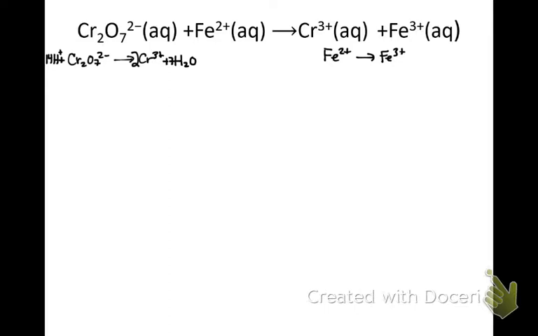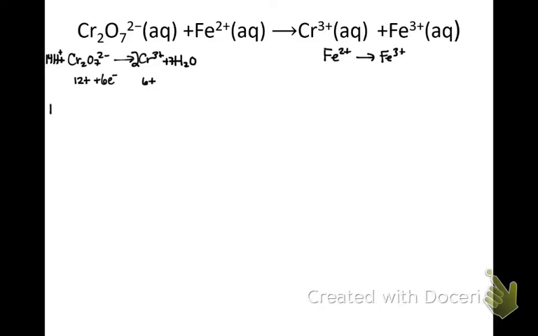We need to balance our charges. Let's do that. On the reactant side, if we add up all of the charges, we've got 14 pluses and 2 minuses. So that's a total of 12 plus. On our product side, we've got 2 3 pluses, so that's a total of 6 pluses. We need to make those match, but we can only add electrons to balance them. We can only add negatives. So we take the more positive side and we add enough negatives, in this case 6 electrons, so that the charges are equal. The charges don't have to be 0, they have to be equal.